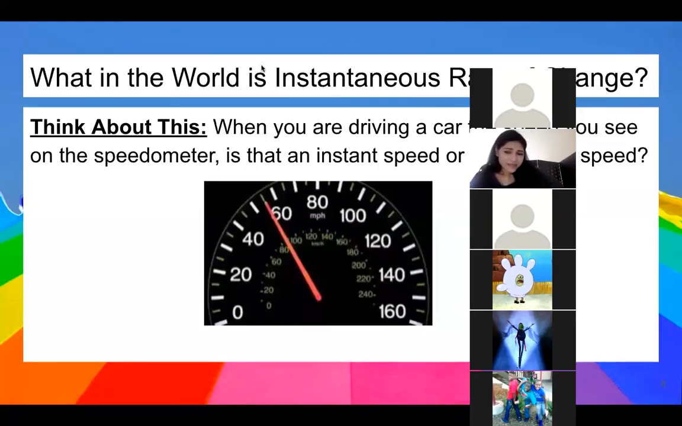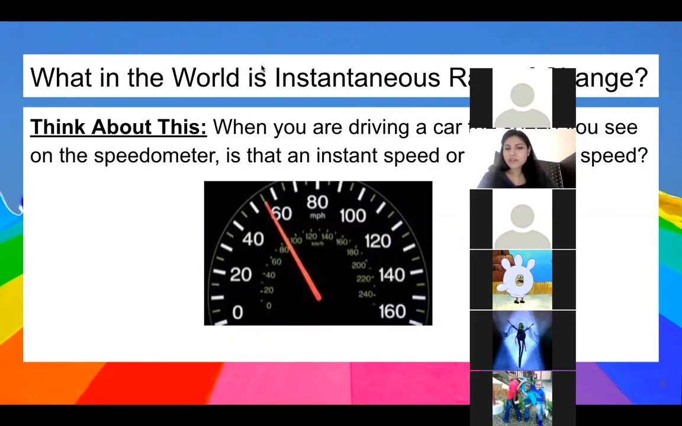So let me give you the answer. The speed that you see on the speedometer is actually your instant speed, everyone. I know a lot of you said average. It would be an average if it was perhaps telling you after 1 minute or so, like, this is your speed between the first minute you were driving. This is the speed the second minute you were driving.